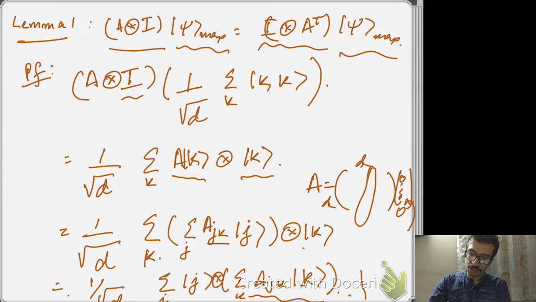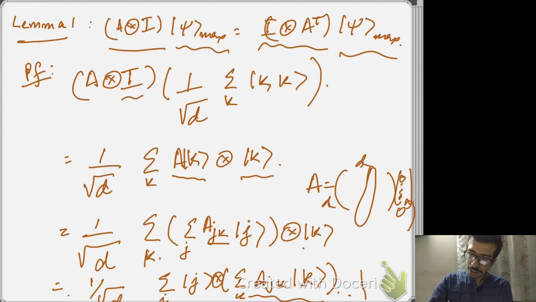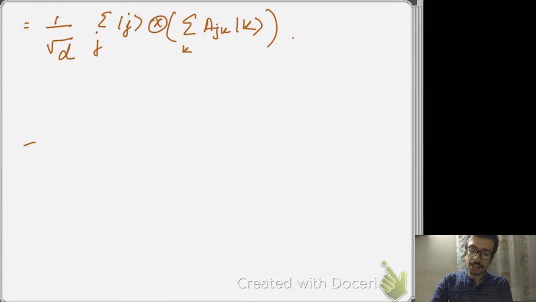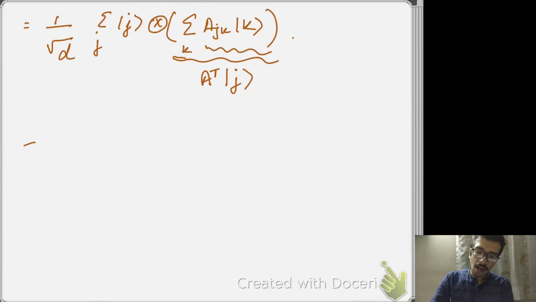So let's see what we get over here. I have 1 over square root D, and so I have sum over j ket j tensored with sum over k a_jk ket k. This is what I copied from the last slide. And now let's see what this is exactly. What I claim is that this is nothing but A transpose acting on ket j. And why is it so?